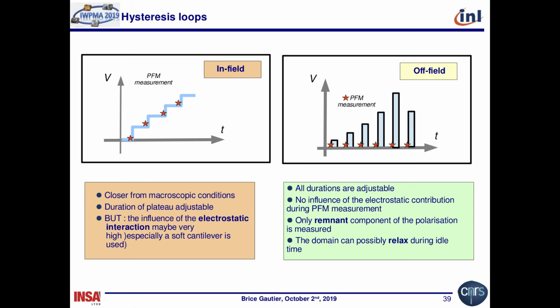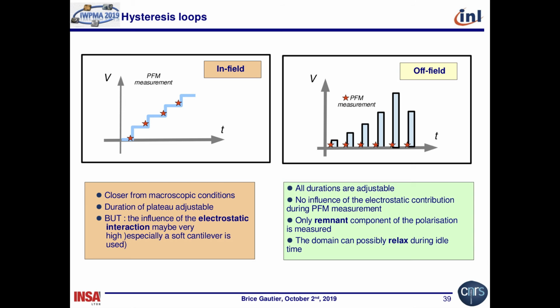You do that at the end just to avoid any transient in the signal, and by doing so you have something which is quite quick and very close to what you are doing at the macroscopic scale. The problem is that when you are doing that, you have an electrostatic field that exists between the tip and the sample when you are doing the PFM measurement, and you will see that it is indeed a problem.